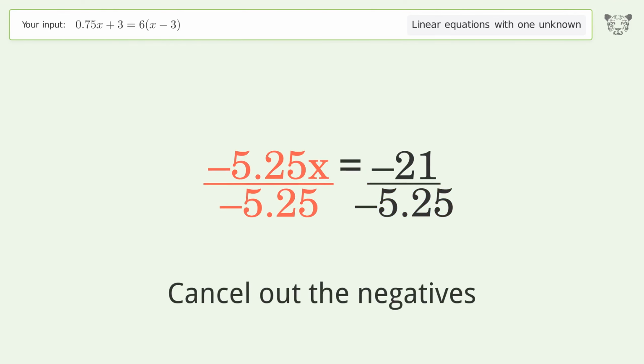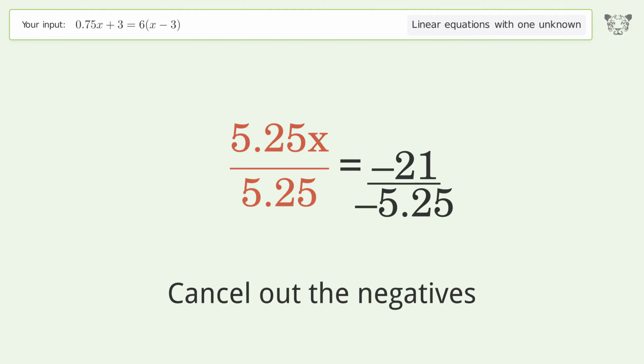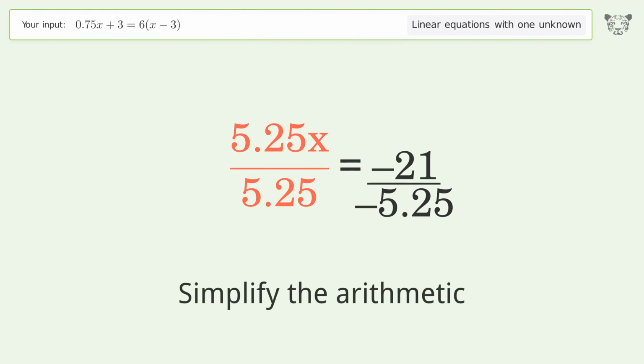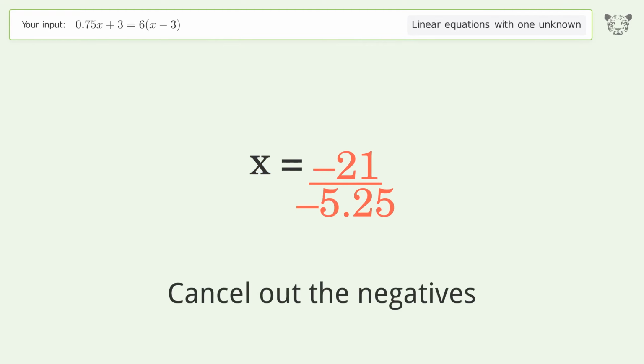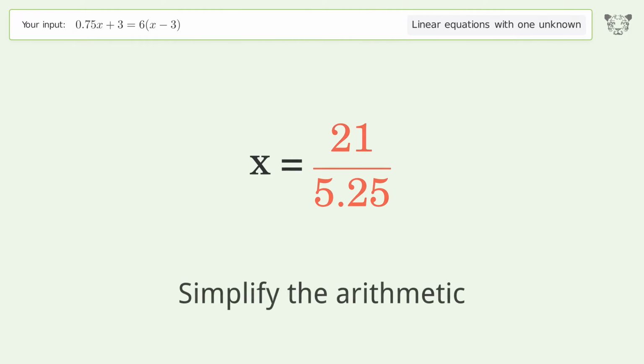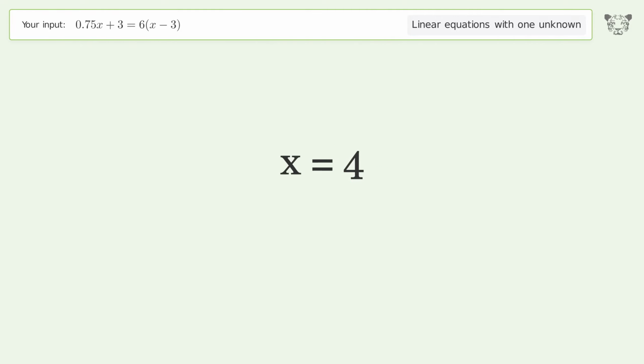Cancel out the negatives. Simplify the arithmetic. Cancel out the negatives. Simplify the arithmetic. And so the final result is x equals 4.